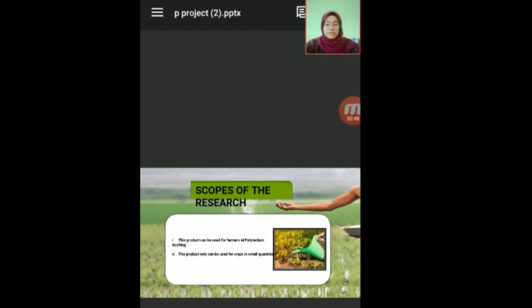Hi, my name is Siti Nazureda Aini. For the scope of the research, the product can be used by farmers at Polytechnic Kuching, and it can only be used for crops in small quantities. It is suitable for those who like to plant decorative or small plants like chili, kailan, and vegetables.